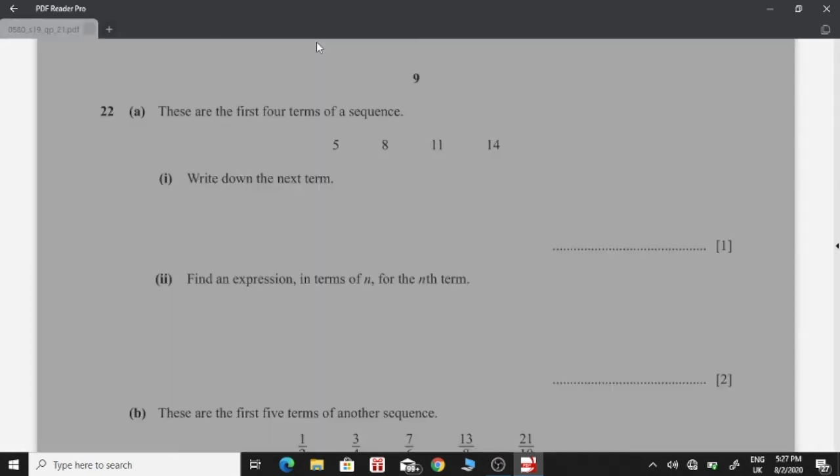Question number 22a. These are the first four terms of a sequence: 5, 8, 11, 14. 1. Write down the next term. Okay, so as we can see, we have a pattern forming here. The difference between all of these numbers is 3. So we add 3 to 14 and we can have our answer as 17.